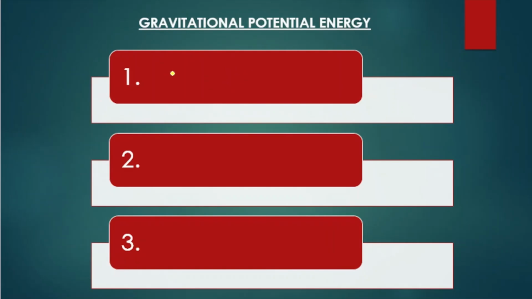Now we are going to gravitational potential energy. Three formulas we are going to see here. What are the three formulas? First one is U is equal to minus G capital M small m into 1 by R2 minus 1 by R1. This is your first formula.